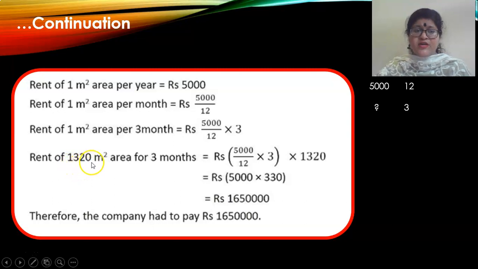So for 1320 square meter of area, how much you will have to pay? This you're going to multiply by 1320. Solve this portion. When you solve it, this is the answer that you get. That is 16,50,000 rupees the company has to pay for that part of advertisement for 3 months for choosing for an area of 1320 meters square. I hope this solution is clear to you.